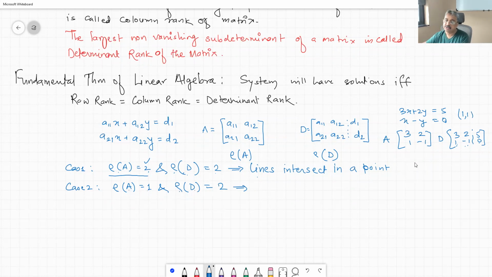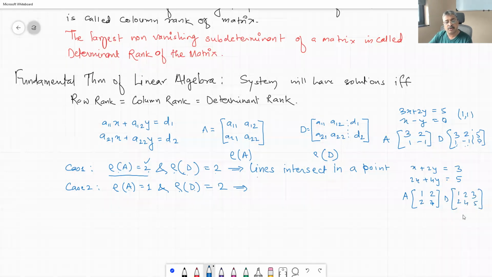So what will be that situation? I want this 2 by 2 determinant to be 0, so I will take these equations like this: x plus 2y, say, is equal to 3, and 2x plus 4y is equal to, if I write 6, then it is a different story, but I write 5. Then my matrix A is going to be 1, 2, 2, 4. Matrix D is going to be 1, 2, 2, 4, 3, 5.